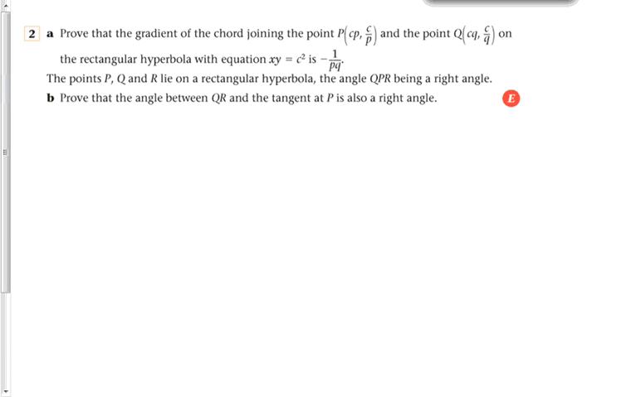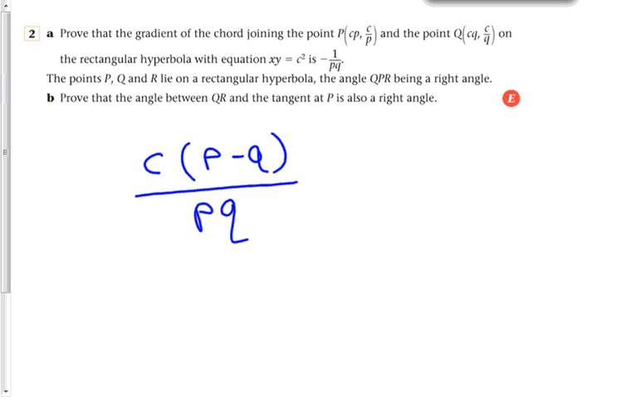We say Q minus P. So it's going to be c/p minus c/q, all over pq, the difference in the y coordinates, over the change in x, which is cp minus cq. Okay, I'm not going to break down the algebra too slowly at this stage. If you're doing FP3, you should be able to algebraically work out the difference in y over the difference in x.